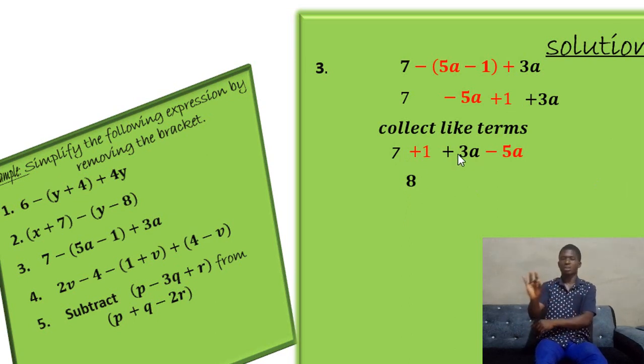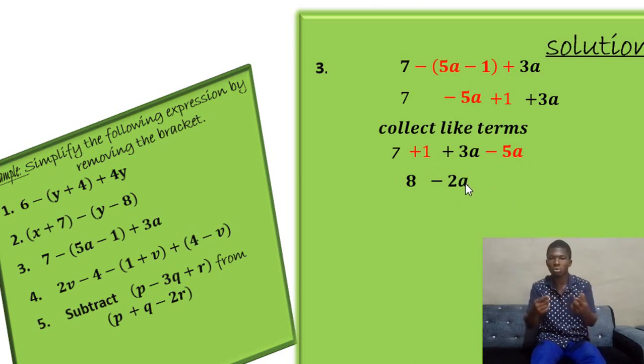Then this plus 3a minus 5a. You're having a positive 3 and a negative 5. What do you have? That is a negative 2. So you're having here 8 minus 2a. Can you simplify this further? You can't. So you rather leave the answer like this. This is a simplification. Or at worst, maybe you can factorize if need be.